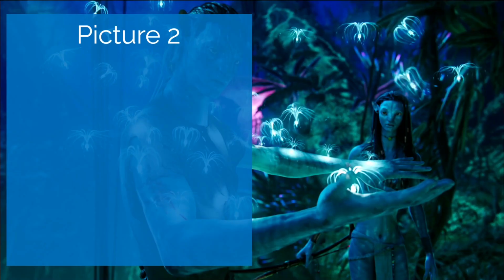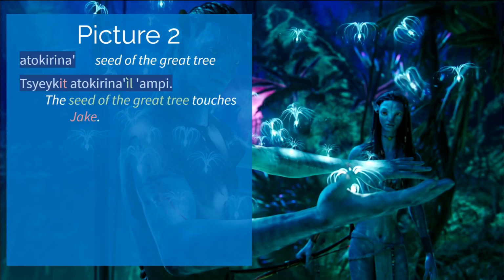Then we had this picture from the first movie with Jake being surrounded by the Atokirina. And Atokirina also was our first word, seed of the great tree. Then we had Tsiekit Atokirina il Ampi. The seed of the great tree touches Jake. Of course, the first instinct, if you're not that familiar with Navi, is probably to say, yeah, Jake touches the Atokirina, but the Atokirina has the L ending, so it is touching Jake, who has the T ending.